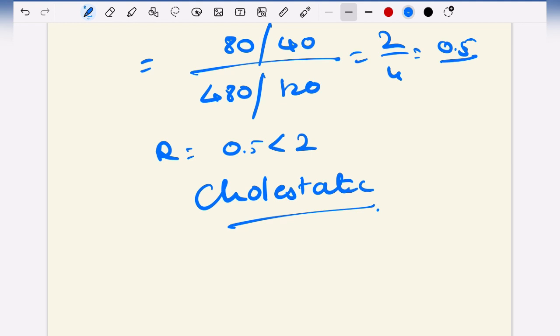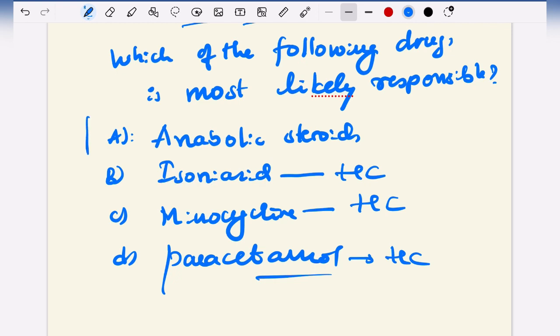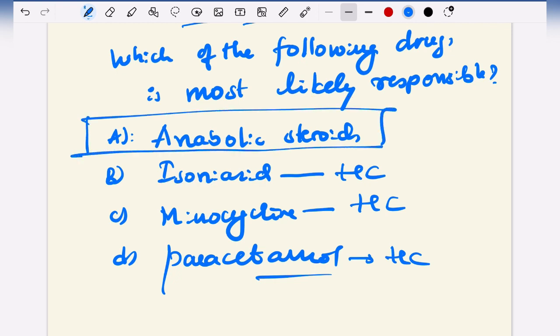So cholestatic damage, which drug causes cholestatic, you should know. In the given options, isoniazid causes hepatocellular, minocycline also hepatocellular, and paracetamol also hepatocellular. The option that causes cholestatic liver injury is anabolic steroids. So anabolic steroid is the answer here.